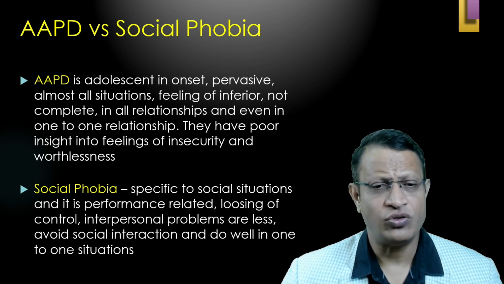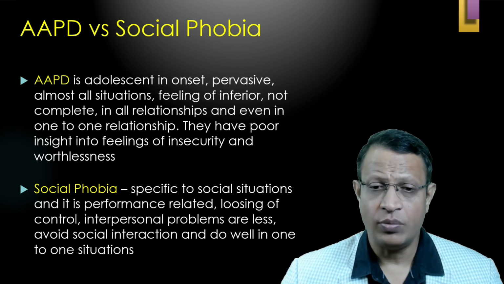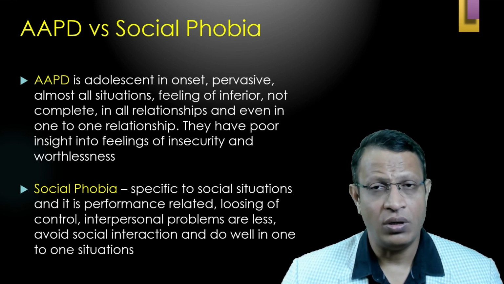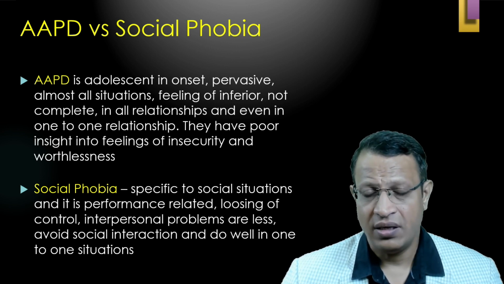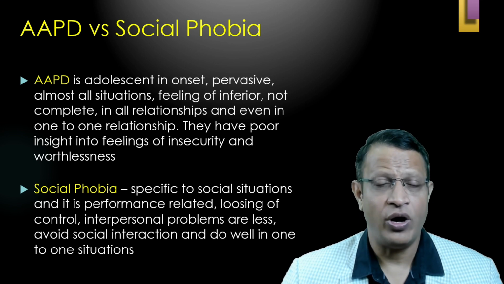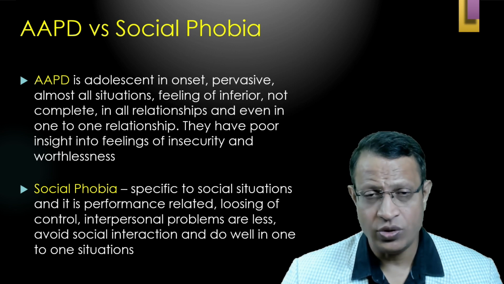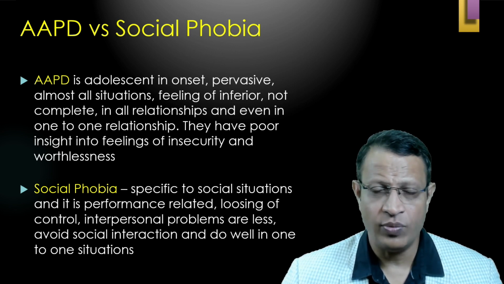They have poor insight into their feeling of insecurity and worthlessness. Whereas, on the other hand, social phobia is specific to social situations. With regard to performance, they will lose control in front of the public, and they will be embarrassed in front of other people. Invariably, they avoid social interactions. However, they do well in one to one situations. That is the marked difference between AAPD and social phobia.